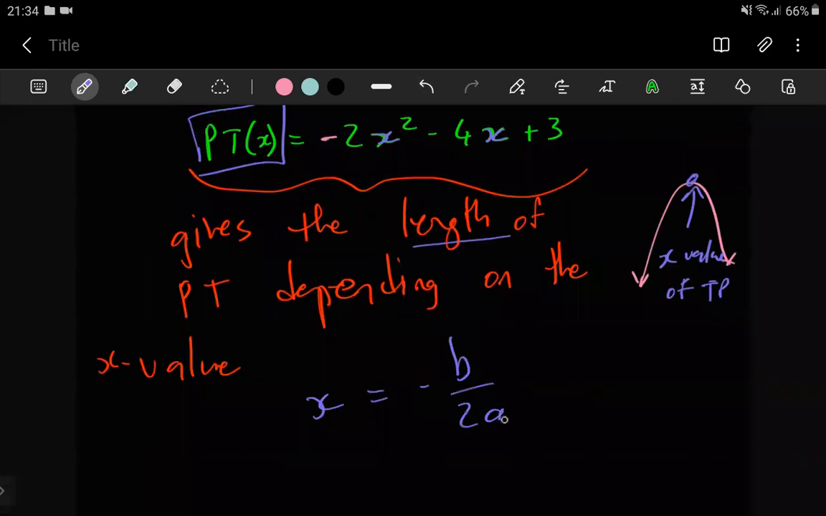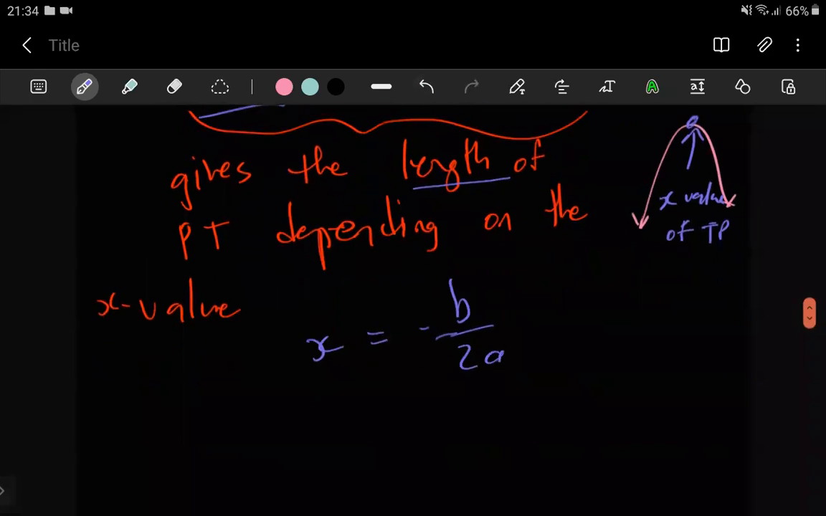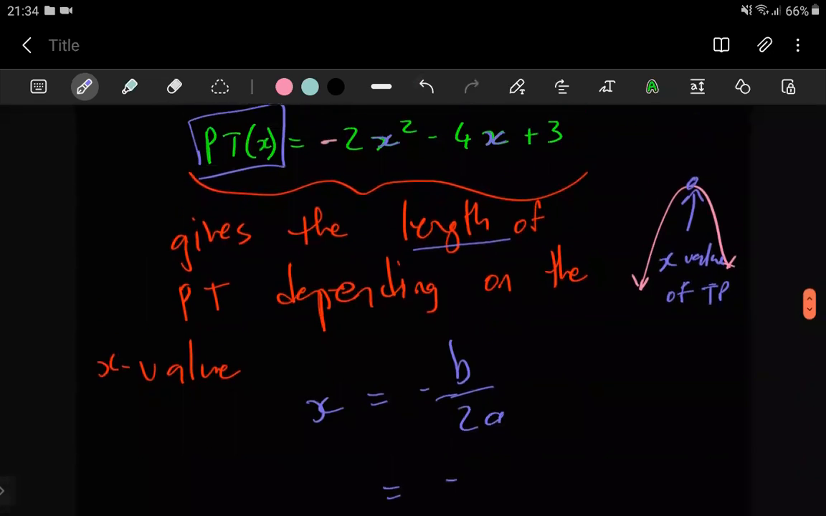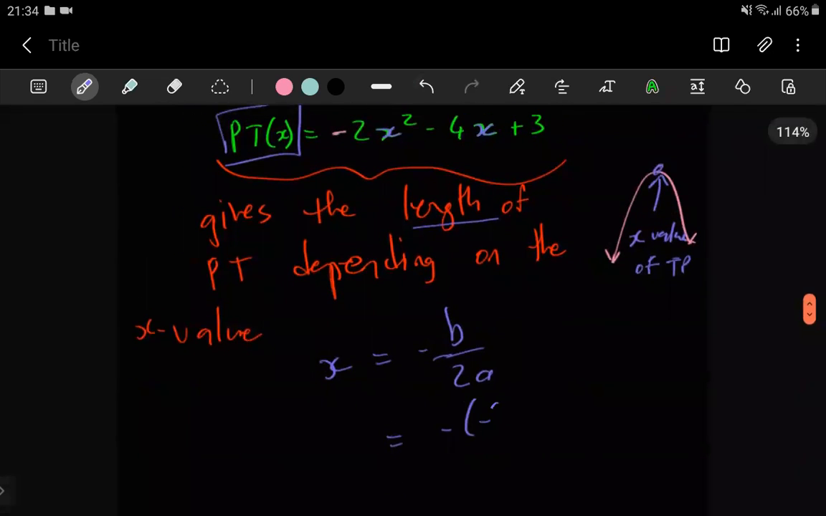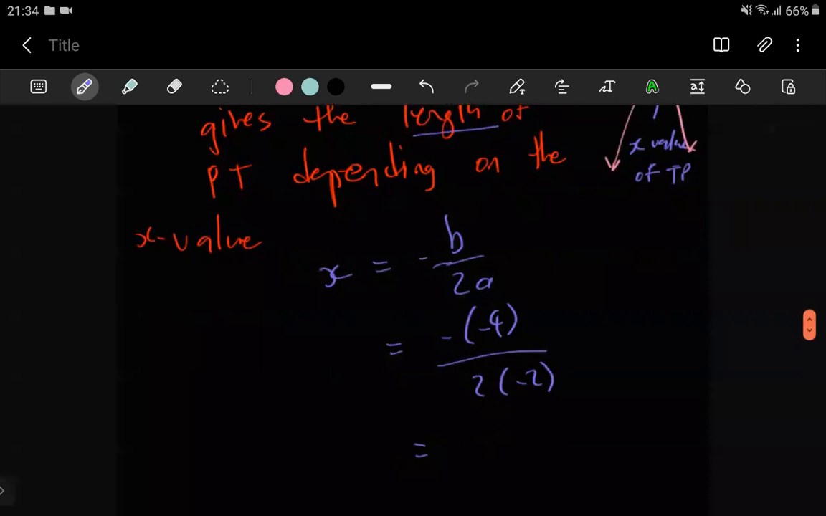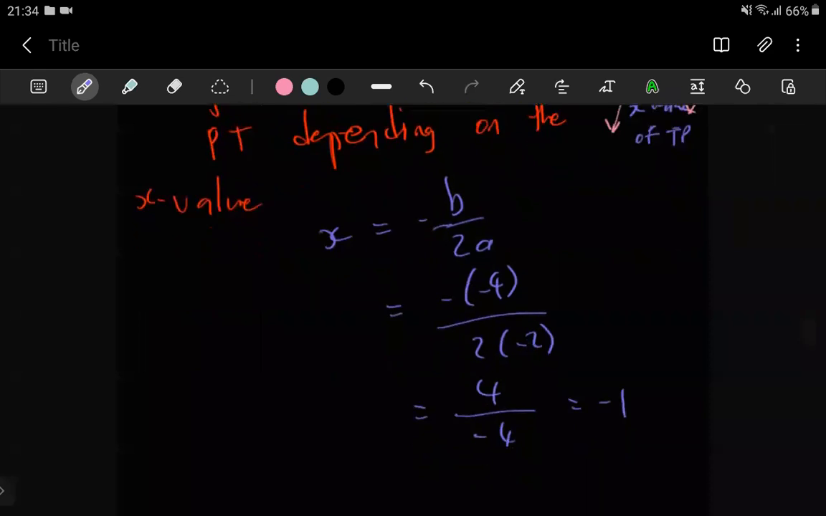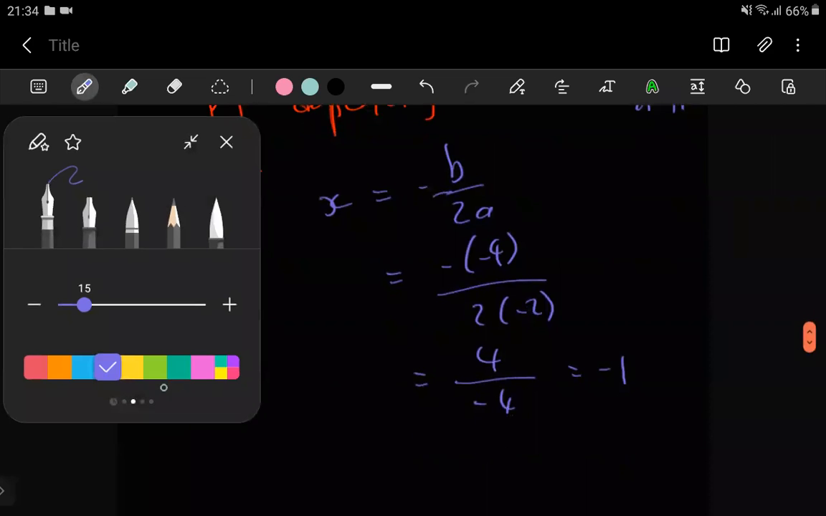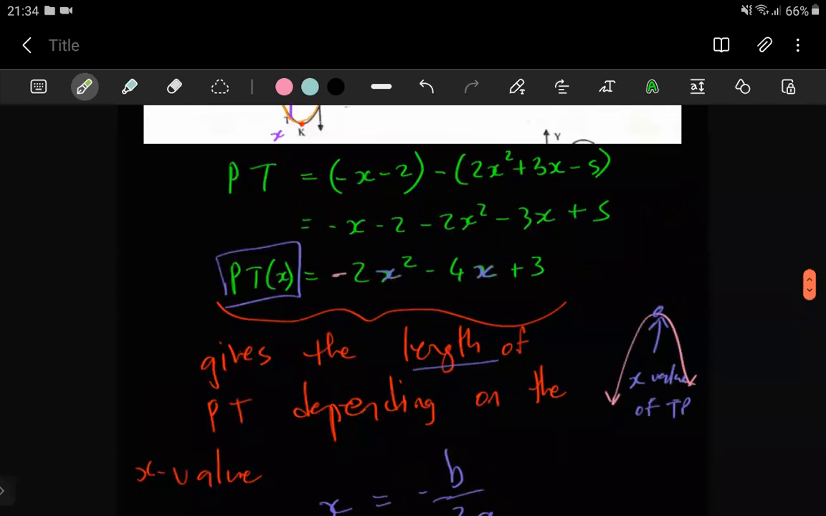So with the equation of PT, we just have to work out the x value of the turning point. Working that out, we're going to have negative b, where b is -4, over 2a, where a is -2. This up here is going to be a +4, right? And then this times this is a -4, so this is going to be a -1. So the x value that will give us the highest distance is -1.